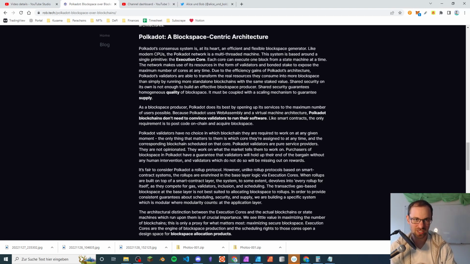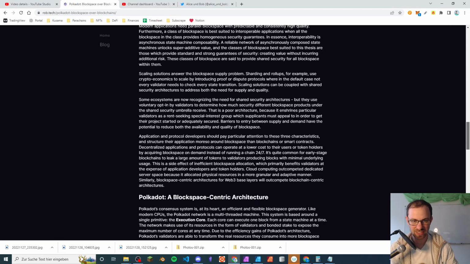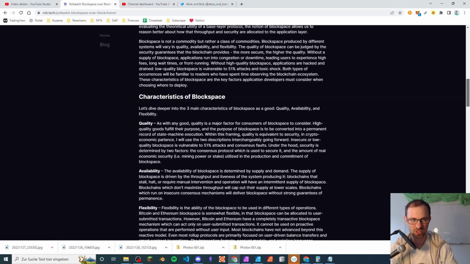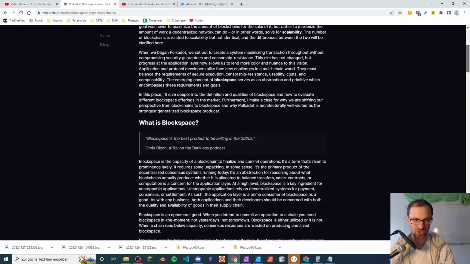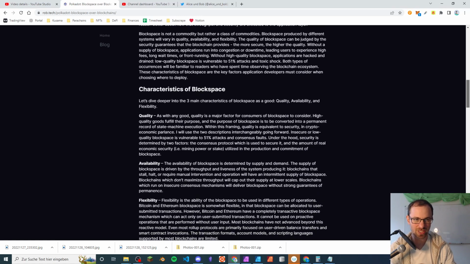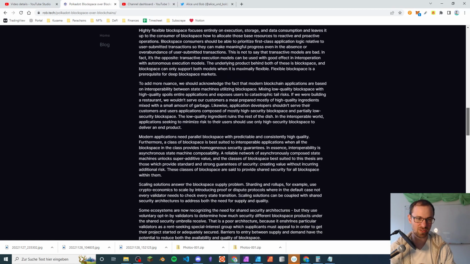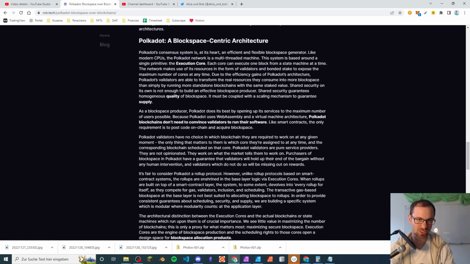Polkadot, a block space-centric design. So we closed off, and basically the first part of the video was the general introduction to the concept of block space. What is block space and what are the characteristics of block space and a few of the implications. And now Robert goes into the implications for Polkadot.